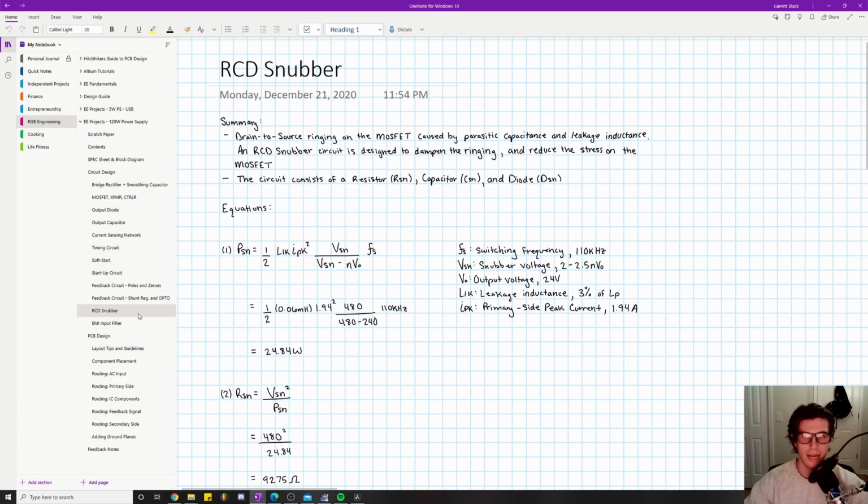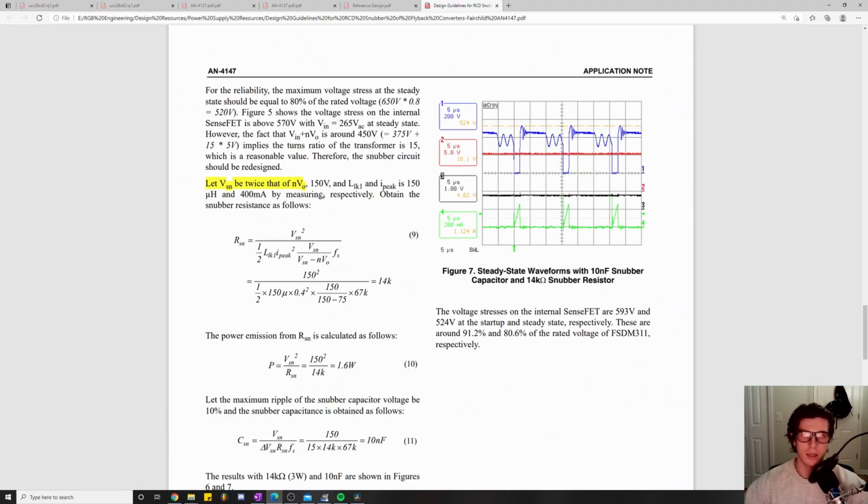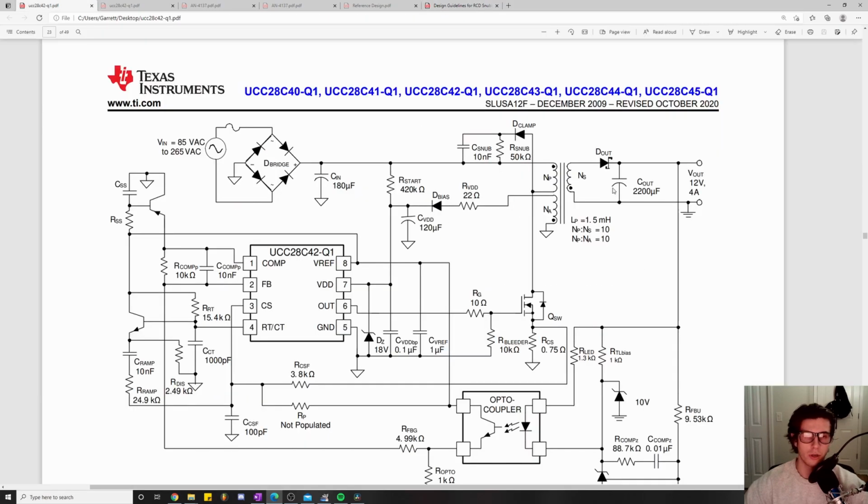So we are at the RCD snubber section of the circuit design part of our project. Let me just go ahead and take a look at the circuit to show you what we're talking about. These three components right here, this is the RCD snubber that I'm talking about.